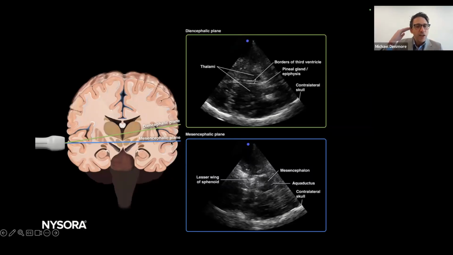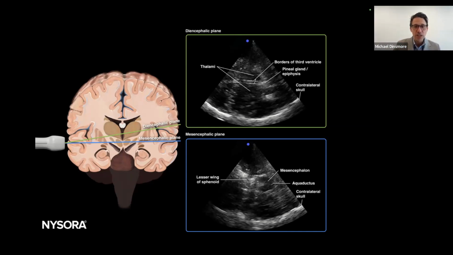Okay, if we angle this again, like I said, 10 degrees up, what you're really going to see is the hypoechoic thalamus, and you see this equal sign in the middle, which is the borders of the third ventricle. Those are the two pictures you're looking for when you're doing Doppler.